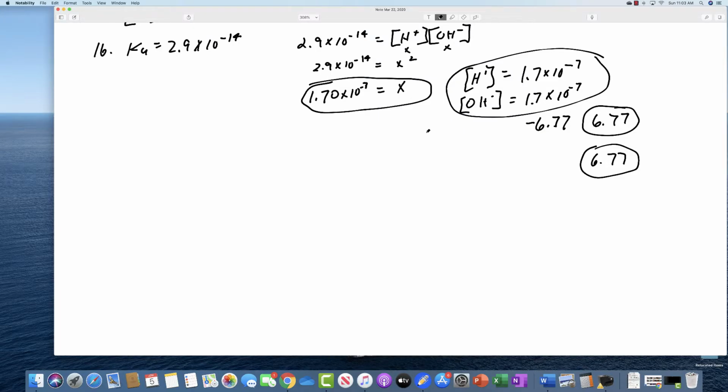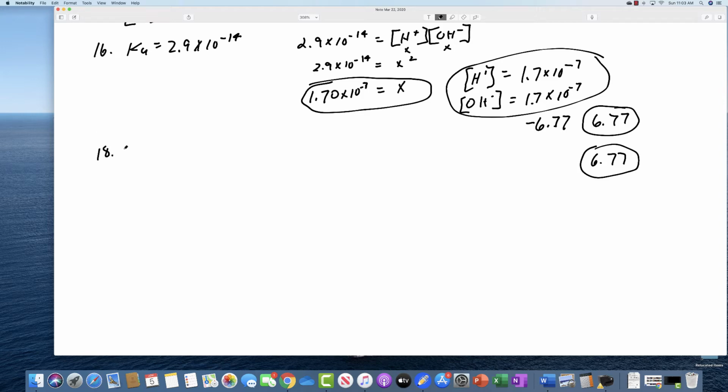Moving on to number 18. Calculate the pH and the pOH of each of the following solutions at 25 degrees for which the substances ionize completely. Okay, so let's take a look at that.